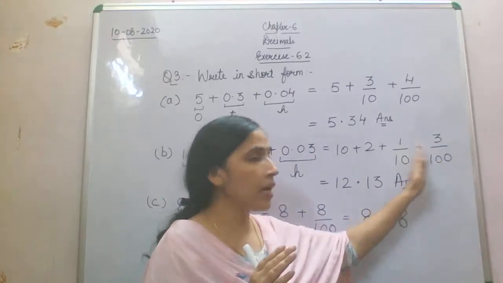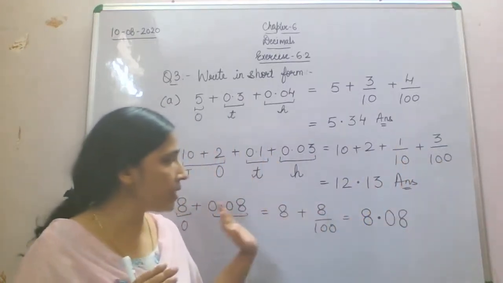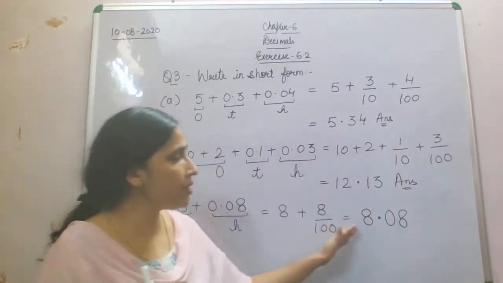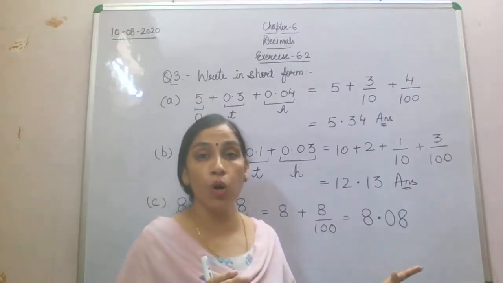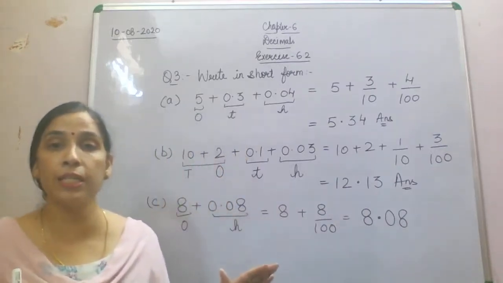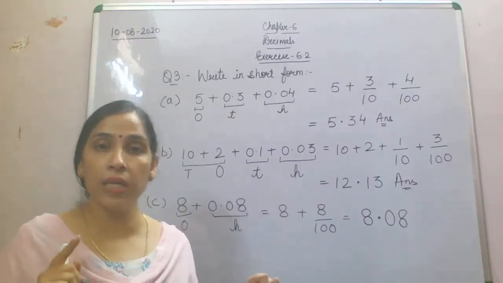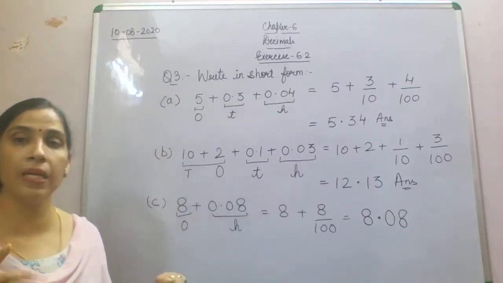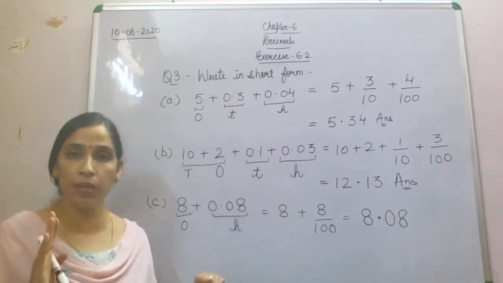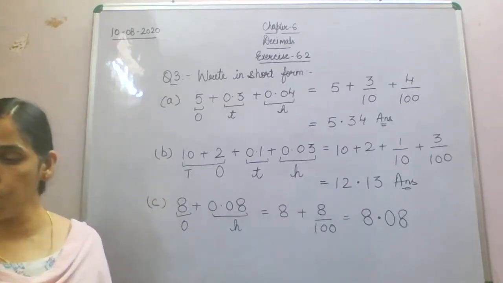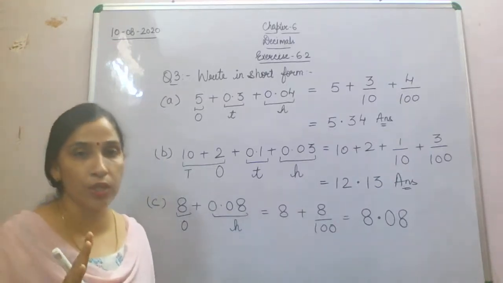1/10th, 300th, similarly 800th, and then again we will write it into decimal form, which is sometimes called short form. So children, once again we will revise A, B and C part of this question number 3, and then we will move to D part of this same question.